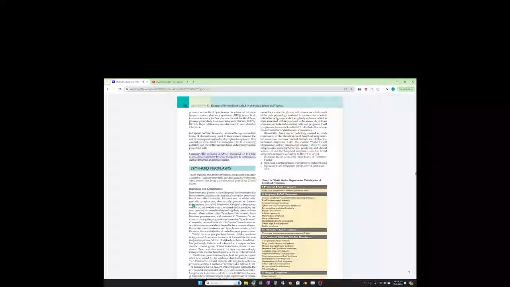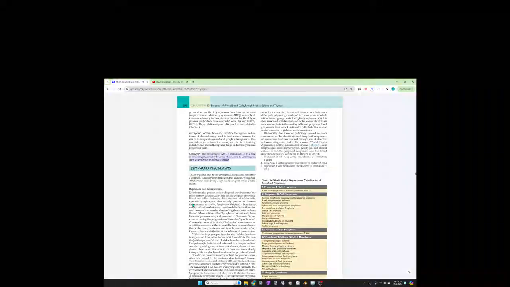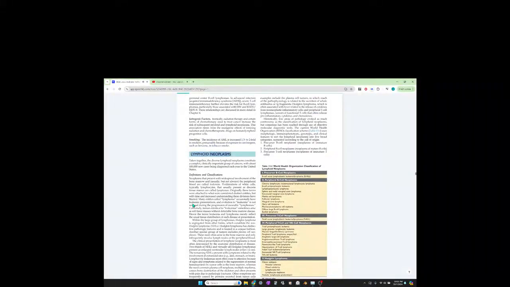Iatrogenic factors. Ironically, radiation therapy and certain forms of chemotherapy used to treat cancer increase the risk of subsequent myeloid and lymphoid neoplasms. This association stems from the mutagenic effects of ionizing radiation and chemotherapeutic drugs on hematolymphoid progenitor cells. Smoking. The incidence of AML is increased 1.3 to 2-fold in smokers, presumably because of exposure to carcinogens such as benzene in tobacco smoke.